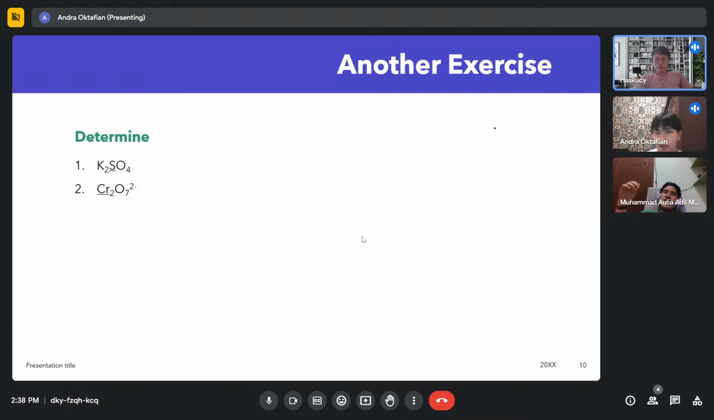Another exercise. Determine the oxidation states of each substance that is underlined. All right, I'll go first. Okay, let's see.